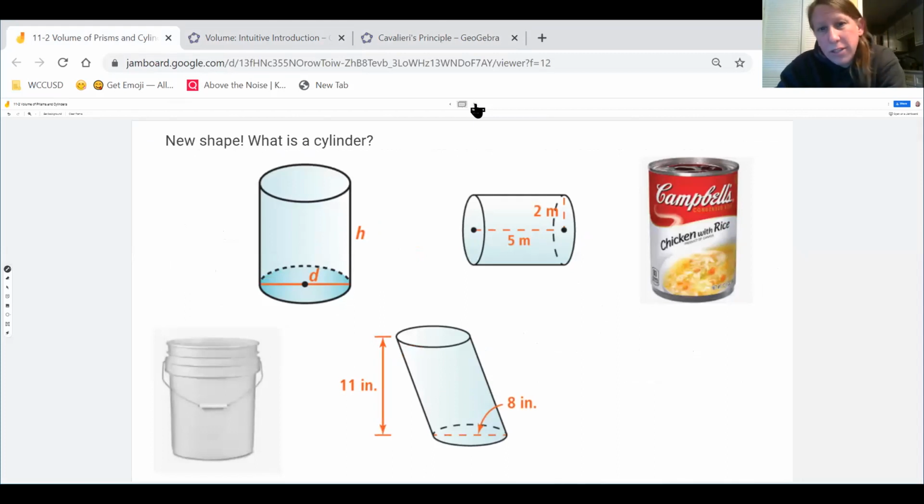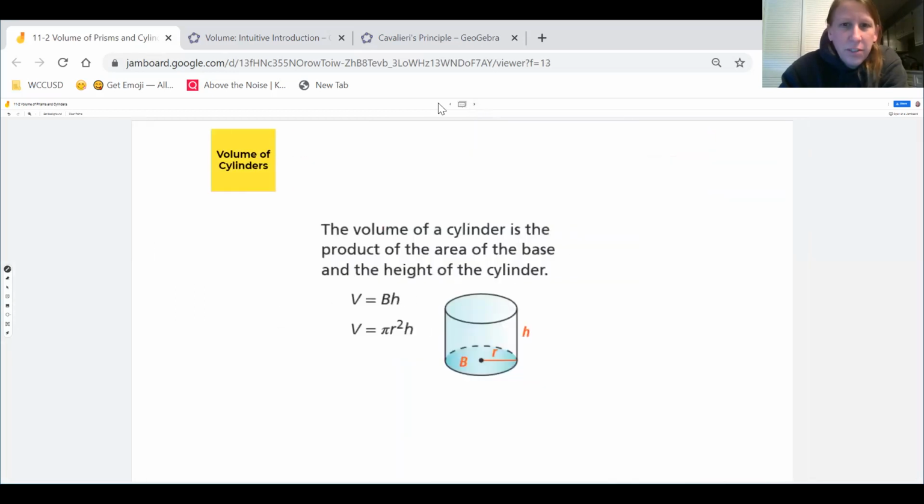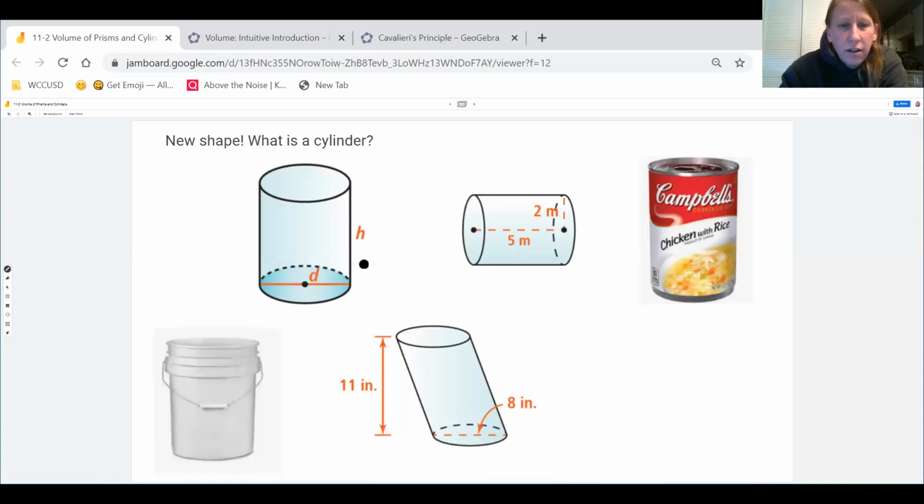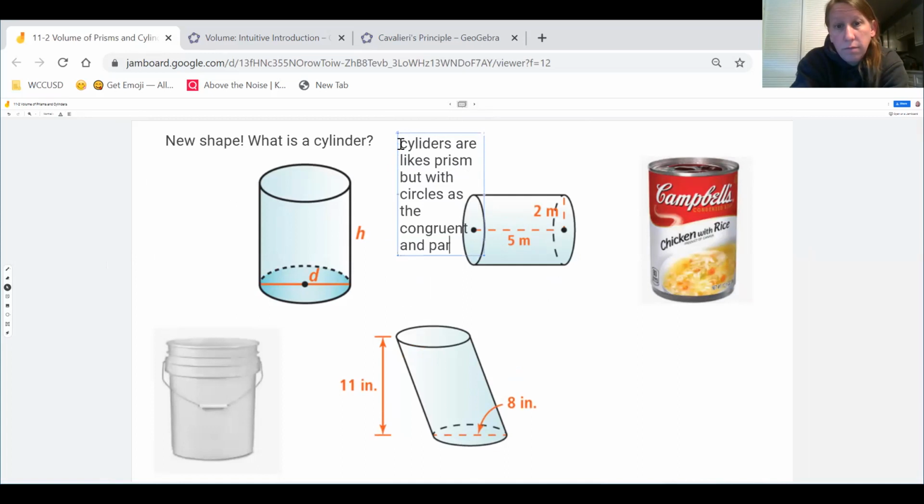Ooh, new shape. What are these? Cylinders. What's your favorite kind of soup? So cylinders are the same as prisms, except what? Cylinders are like prisms, but with circles as the congruent and parallel bases.